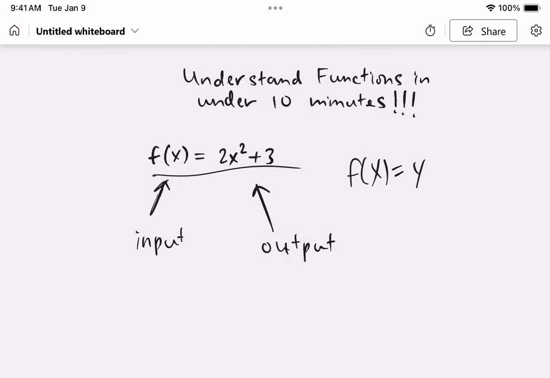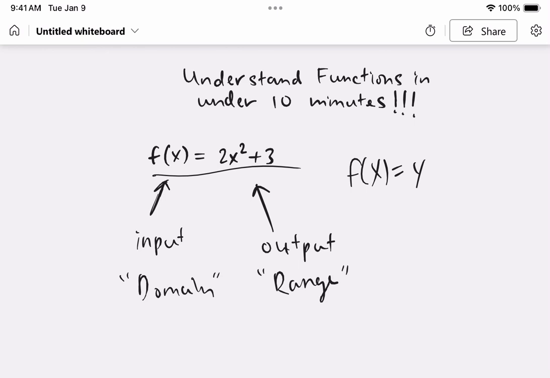One thing to note that I have to mention is the terms domain and range. Domain and range will not be discussed in this video, but all you need to know is that domain is what this is and range is what this is. So let's go ahead and solve this problem.